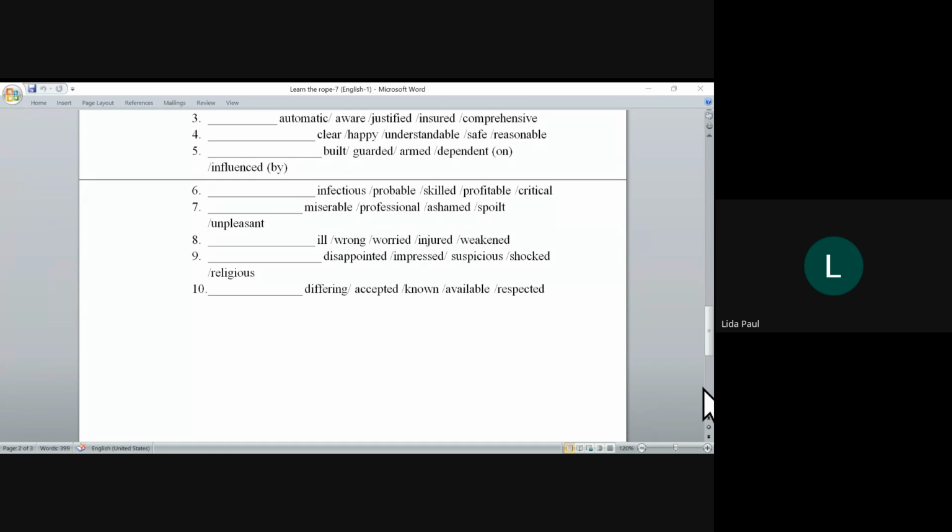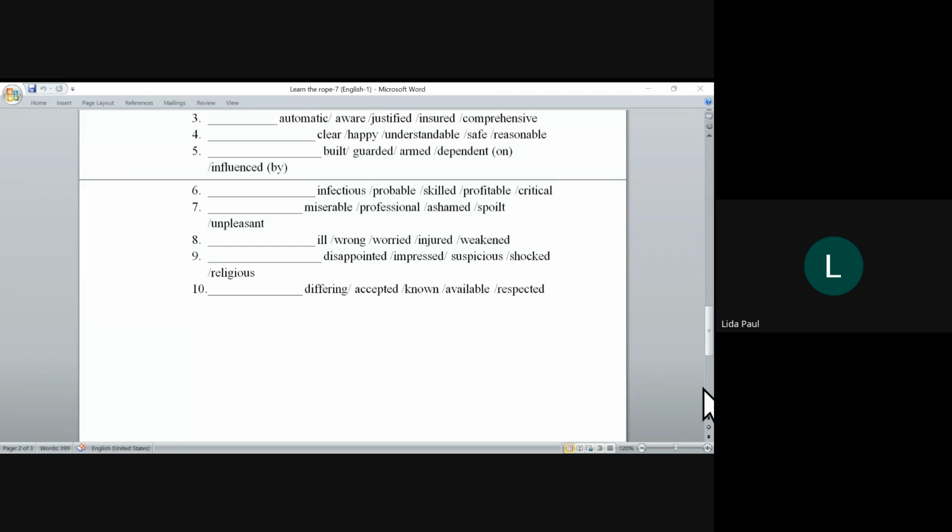Next one is eighth: ill, wrong, worried, injured, weakened. Seriously, right? So seriously injured. That's your clue. Seriously ill, seriously wrong, seriously worried, seriously injured, and seriously weakened. The clue is the words injured and ill. Seriously is usually the adverb which goes with it. So everything else can also take the adverb seriously with it.